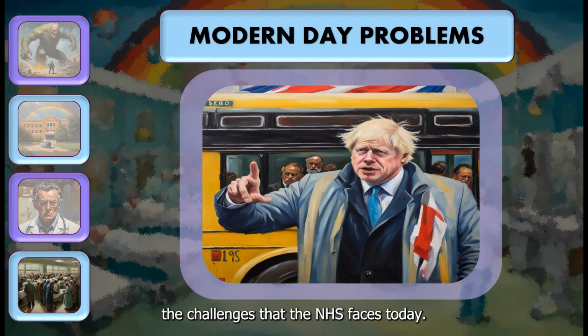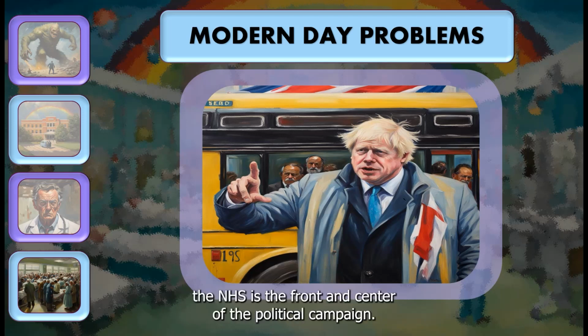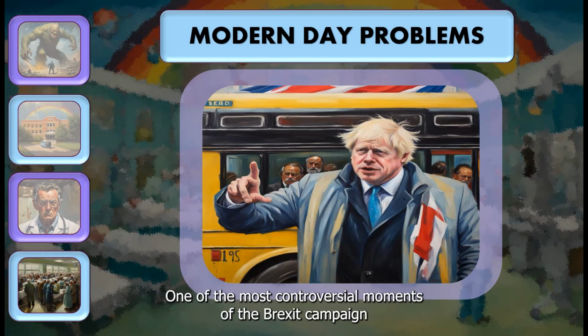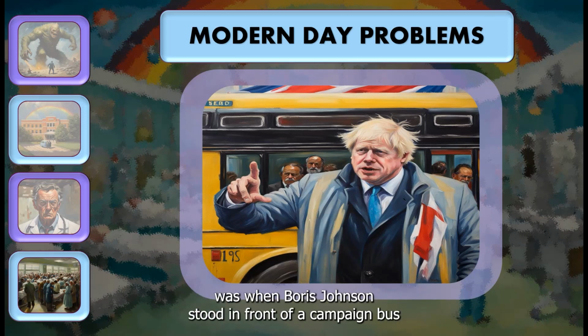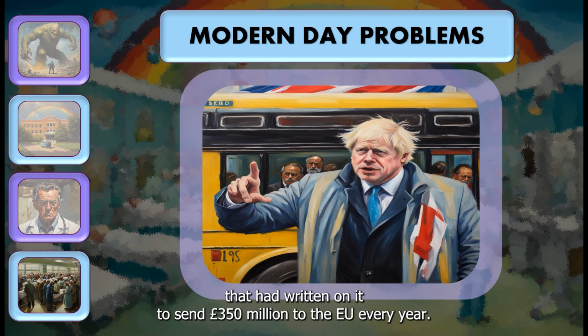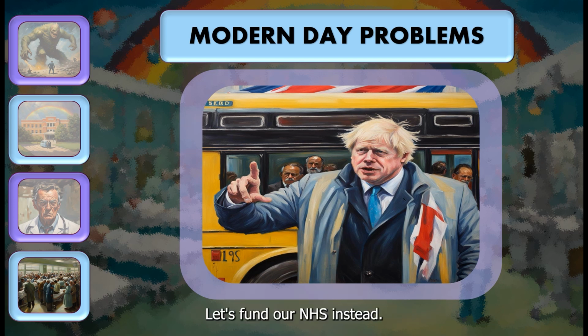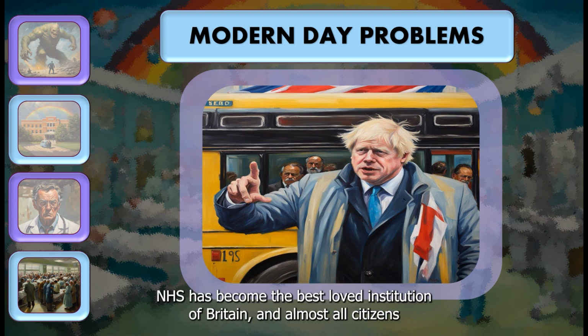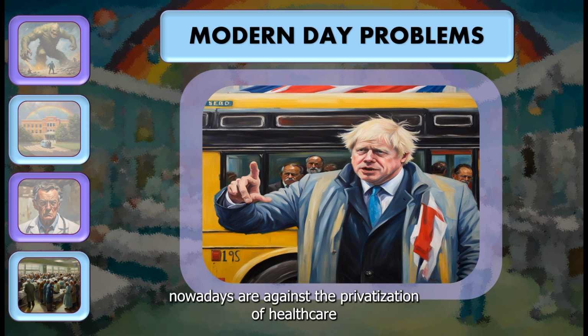Let's now examine the challenges that the NHS faces today. Whenever a general election comes around, the NHS is front and centre of the political campaign. One of the most controversial moments of the Brexit campaign was when Boris Johnson stood in front of a campaign bus that had written on it, "We send £350 million to the EU every year, let's fund our NHS instead." This is because the NHS has become the best-loved institution of Britain, and almost all citizens nowadays are against the privatisation of healthcare in Britain.